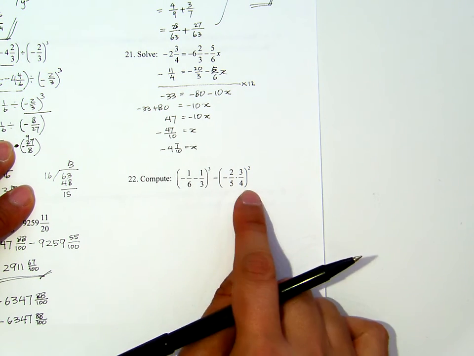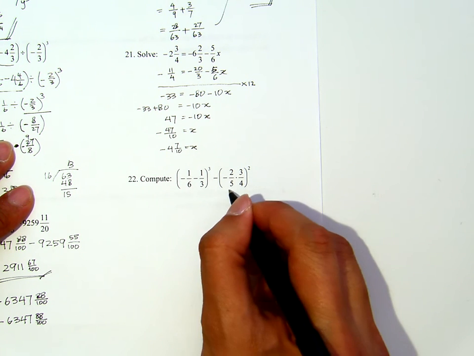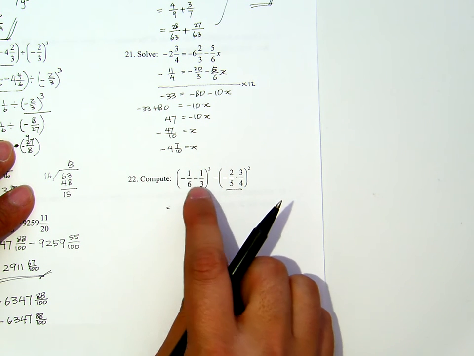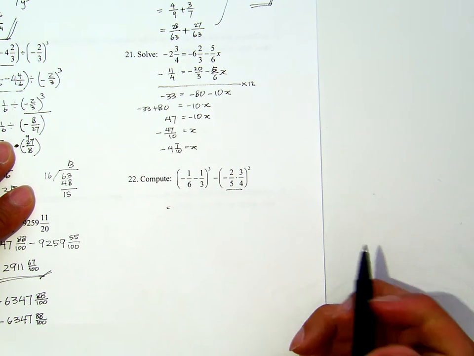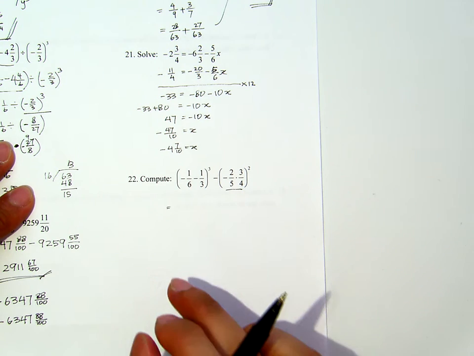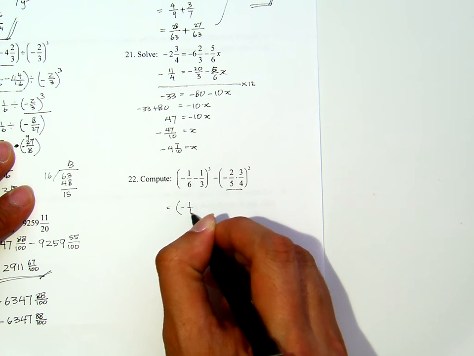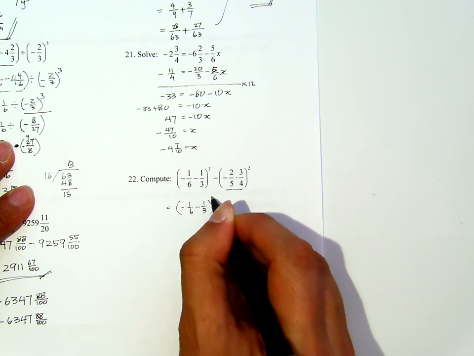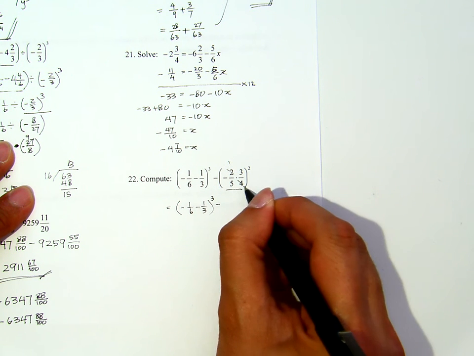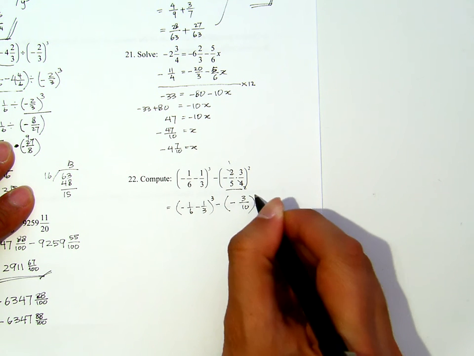Number 22, we have two grouping symbols. One of them is multiplication, the other one is subtraction. Multiplication comes first. Other teachers may allow you to do both of them at the same time, but to be technically correct, I need to do multiplication first in the grouping symbol, and then the subtraction in the grouping symbol. Here I can cross cancel this. This is 1, this is 2, so I get negative 3 over 10 squared.